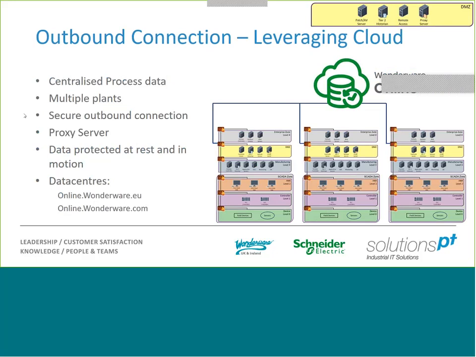In this image, multiple sites are centralizing their processed data onto the Wonderware cloud-based historian. It does this by utilizing a single secure outbound connection, such as port 443. So in this case, no inbound traffic is allowed. And this connection can be further secured by utilizing whitelisted DNS endpoints. One could also utilize a proxy server within the DMZ for an outbound connection. All data is encrypted, both in motion and at rest. There is also now an EU data center for our UK and Ireland customers.